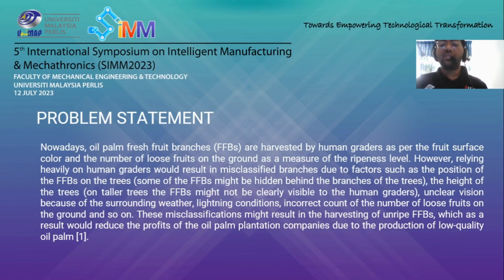the height of the trees. For example, on taller trees, the FFBs might not be clearly visible to the human graders, unclear vision because of the surrounding weather, lighting conditions, incorrect count of the number of loose fruits on the ground, and so on. These misclassifications might result in the harvesting of unripe FFBs, which as a result would reduce the profits of the oil palm plantation companies due to the production of low quality oil palm.